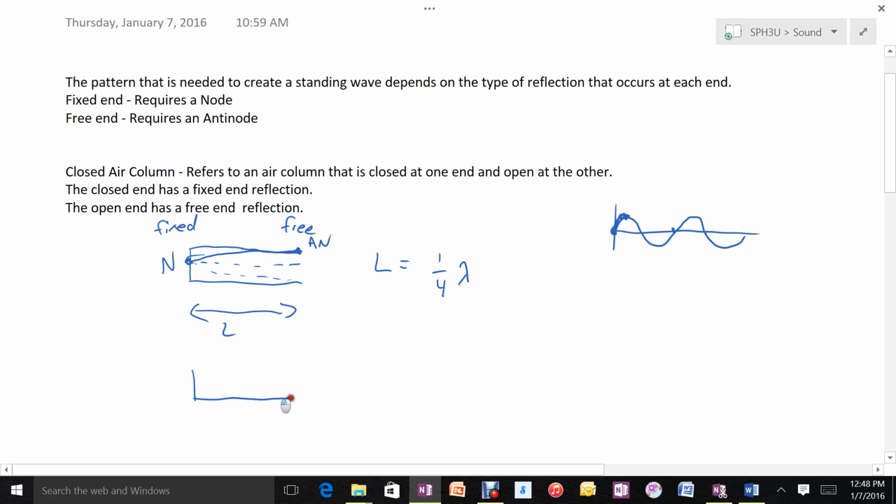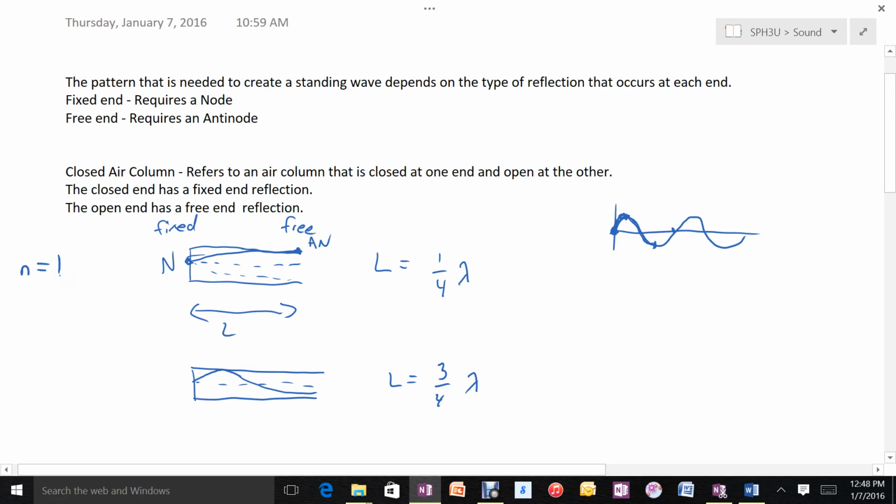Going to the next example. Here we're going to start at a node again. We're going to go to an antinode and then go back down to the next antinode, so down here. So this pattern would look like this. Again, this now is a half and 1/4 of a wavelength. So this length is 3/4 of a lambda. This would be the n equals 1 condition.